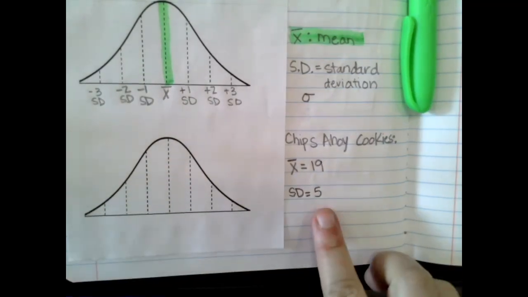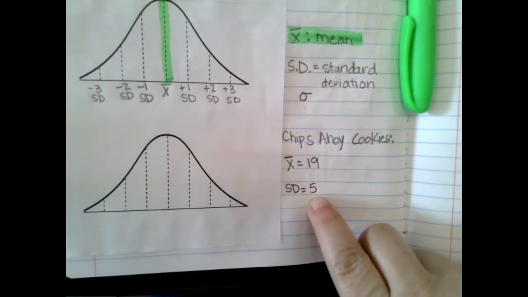And again, that wasn't quite 5. It was like 5.2. So it's a little off, but we're just going to round.